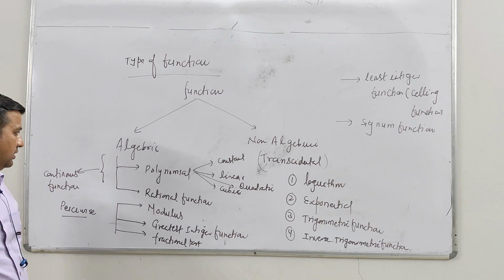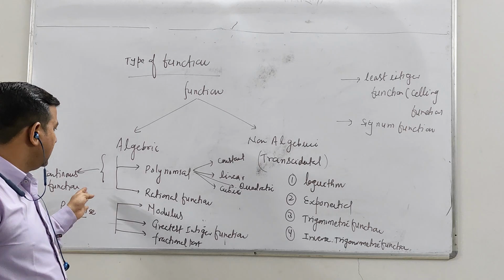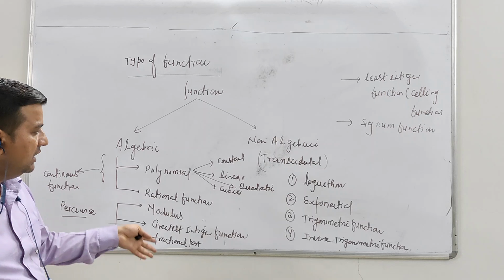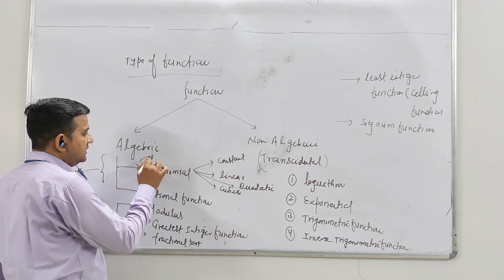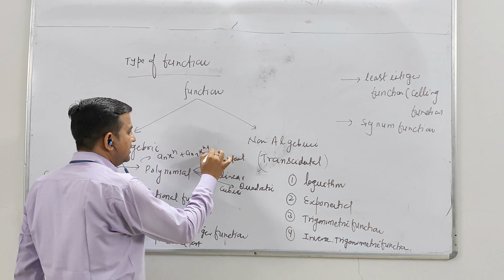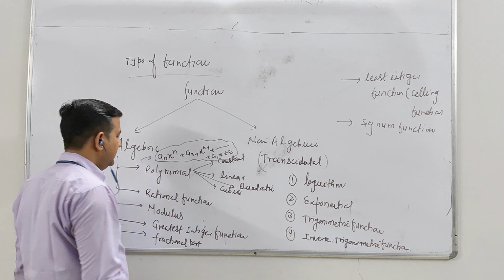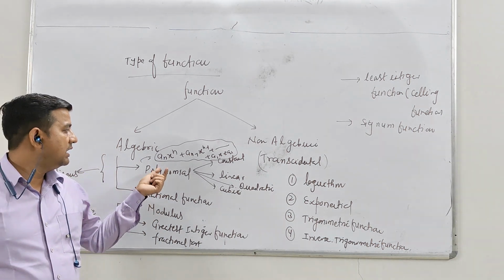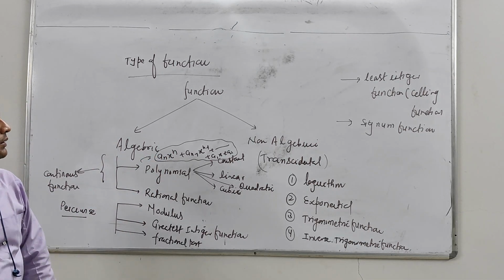These are the basic types of the function. Function is of two types, algebraic and non-algebraic. In case of algebraic, there are two types of function, continuous and piecewise. In case of continuous, there are two types, polynomial as well as rational. In the case of polynomial, it is divided into types: constant, linear, quadratic, cubic. Actually, the polynomial expression is like that: a_n x to the power n plus a_(n-1) x to the power n minus 1, and so on up to a1 x plus a0. This expression is known as the polynomial. We have already known that any algebraic function is a polynomial function which has whole-number powers. So these are the basic types of the polynomial.